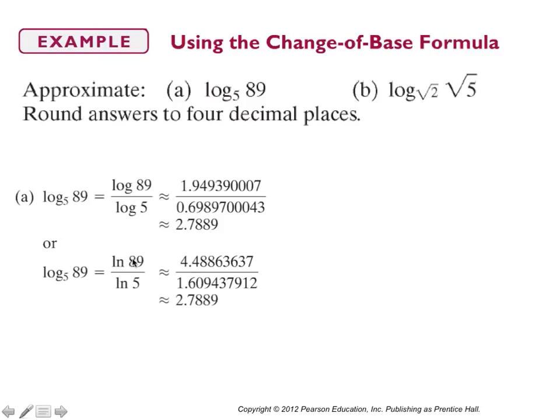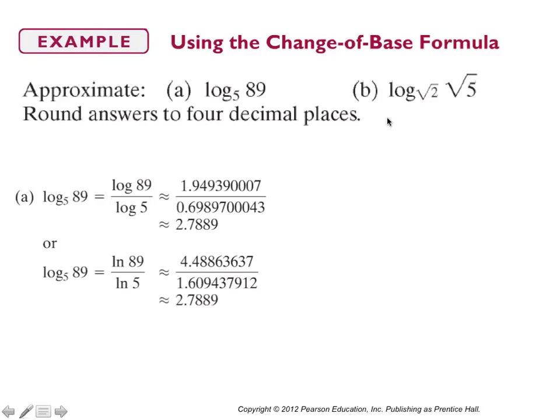Alternately, you could do ln of 89 over ln of 5. You just need to make sure that you're consistent. If you use log of 89, you have to use log of 5. If you use ln of 5, you have to use ln of 89. So you have to use the same one right here. And if you do either of these, you should get 2.7889.